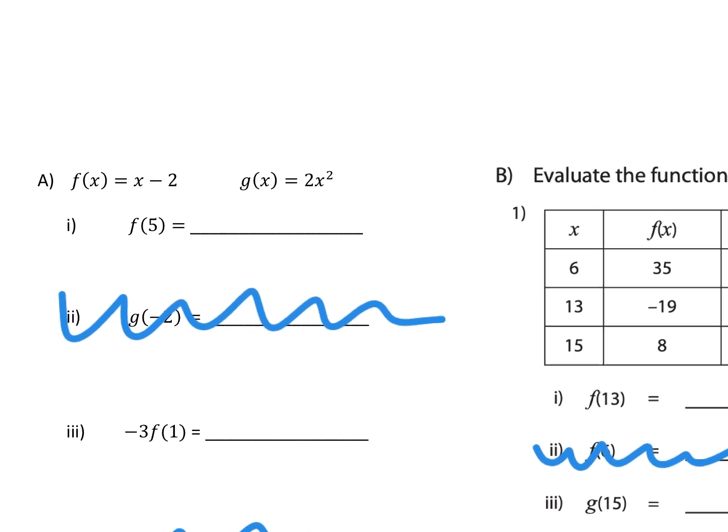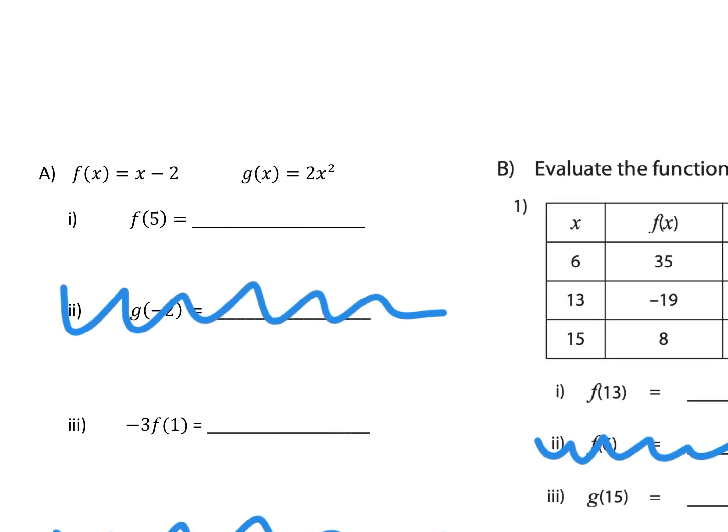Let's do part A here. All they asked for me to do was stick 5 into the f function. And 5 minus 2 is 3. That's it. Don't overthink it. Stick 5 into the f function. Here you got to do f of 1 first, and then times by -3. So don't overthink these. Just do the f part first, then go back and times by this.